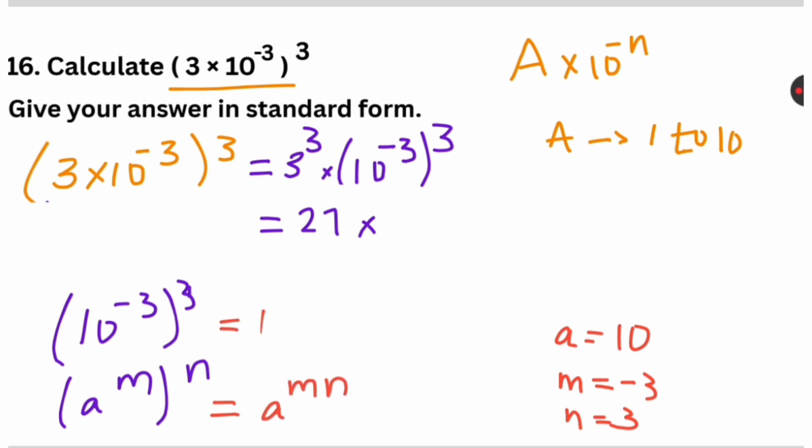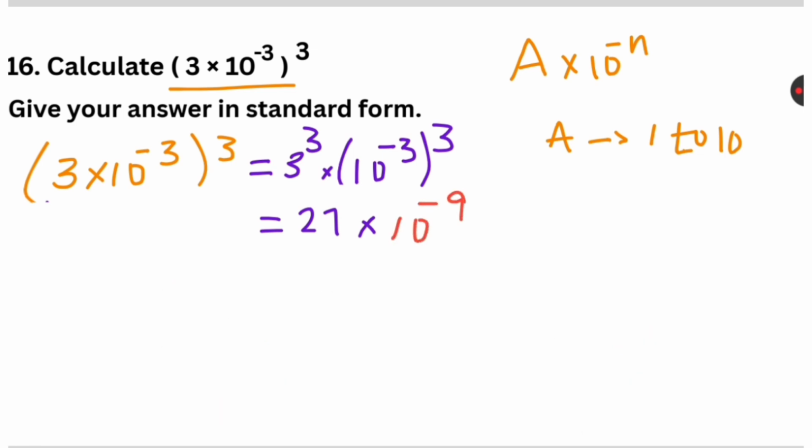So here also 10 raised to power of minus 3 times 3, which gives 10 raised to power of minus 9. So here we have to write 10 raised to power of minus 9. Now observe here, it is in the form of a times 10 raised to power of minus n, which is our standard form, isn't it? But what is the condition here? A should be in between 1 to 10.